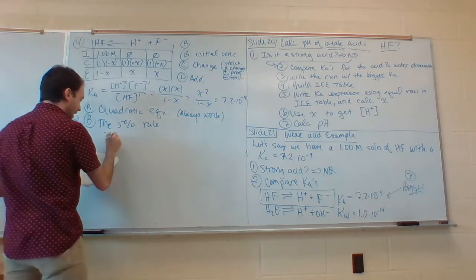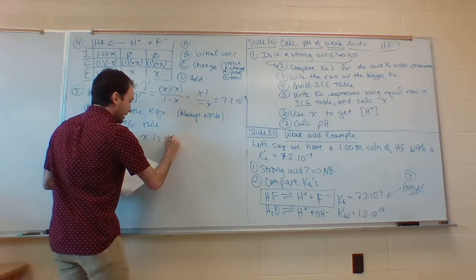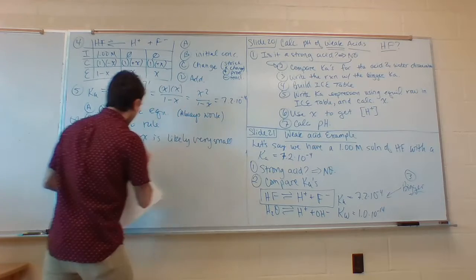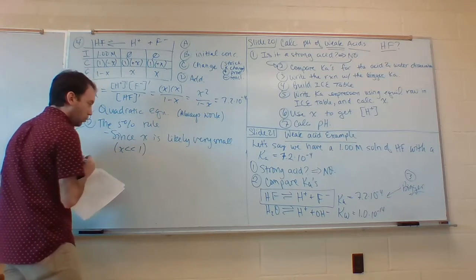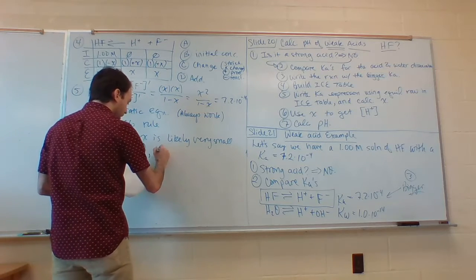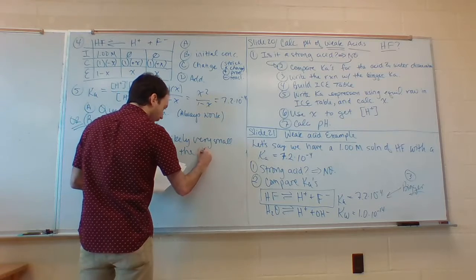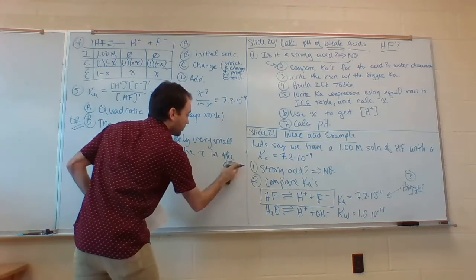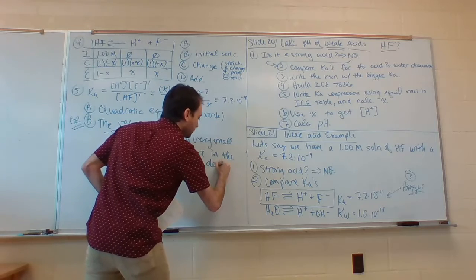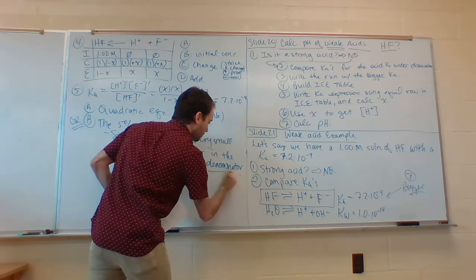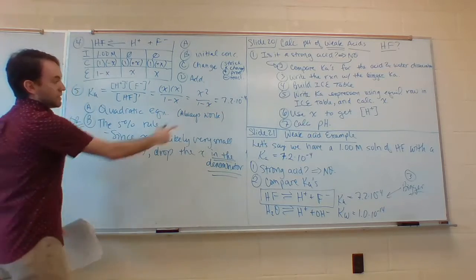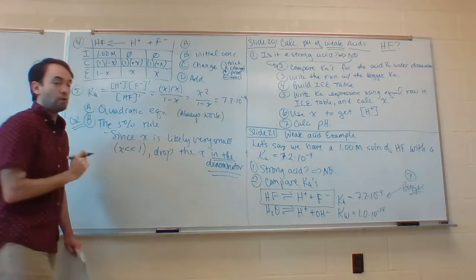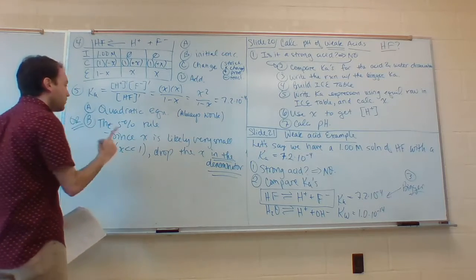Basically what the 5% rule says is that since x is likely very small, and by that I mean x is likely much, much smaller than 1, what we can do is we can drop the x only in the denominator. Okay, so notice how we have this little x here. Since x is likely small, we can probably drop that x. But if we do that, we have to check.